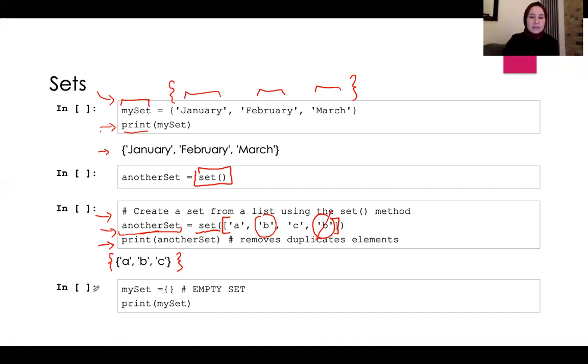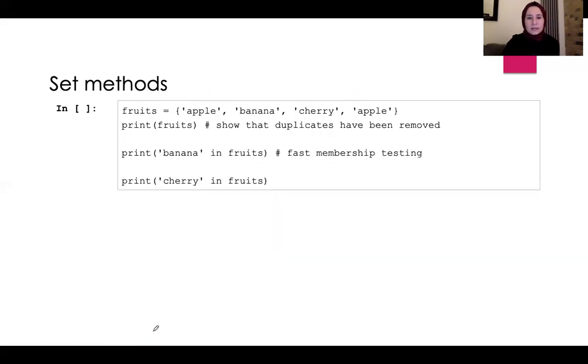And it is also possible to create an empty set. This is how you can do this. You can use just the curly brackets to create an empty set here. And when you print this set, it will print empty curly brackets. Let's look at some set methods here.